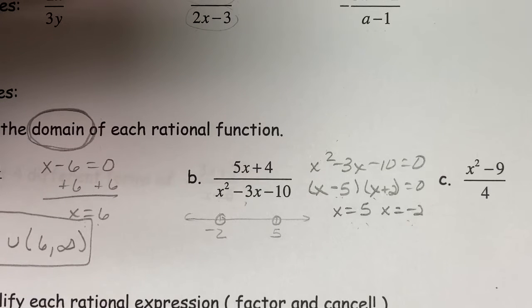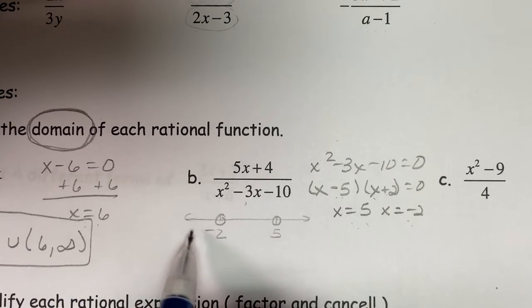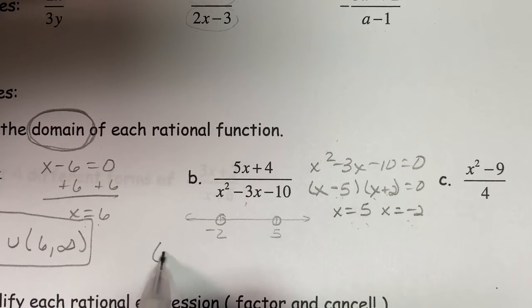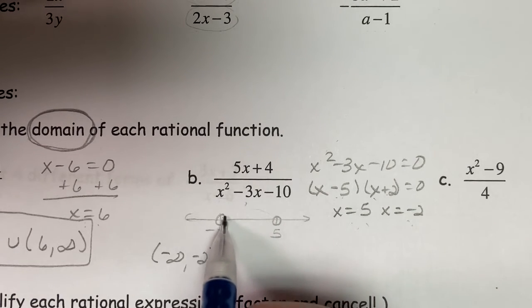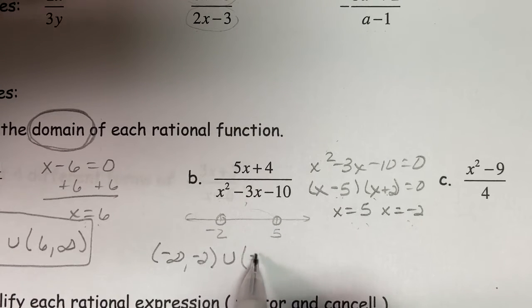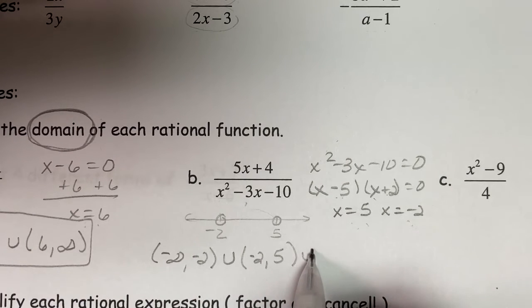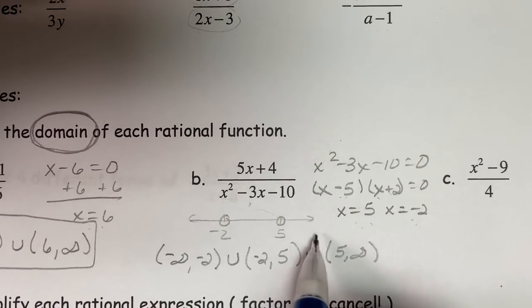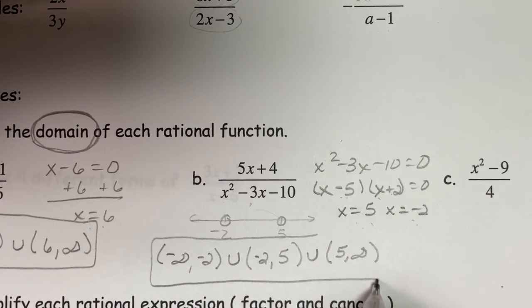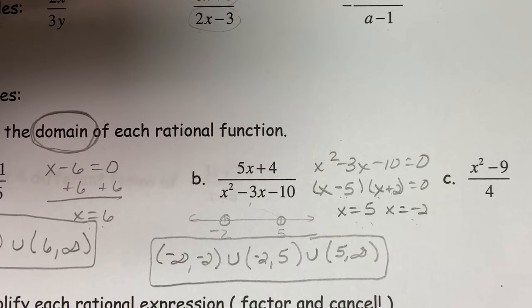So let's talk about what that would look like in interval notation. It would be everything down here, so everything from negative infinity to negative 2, but we don't want to include negative 2. Union with, and then we need this part in the middle, so that would be negative 2 to 5, again skipping the negative 2. Union with, now we have to skip over the 5, and it would be 5 to infinity. So we actually have 3 intervals in our interval notation for that problem, and you can see those three intervals by picturing the number line.